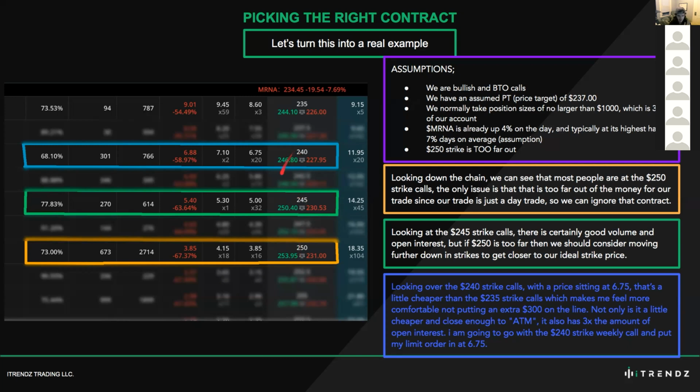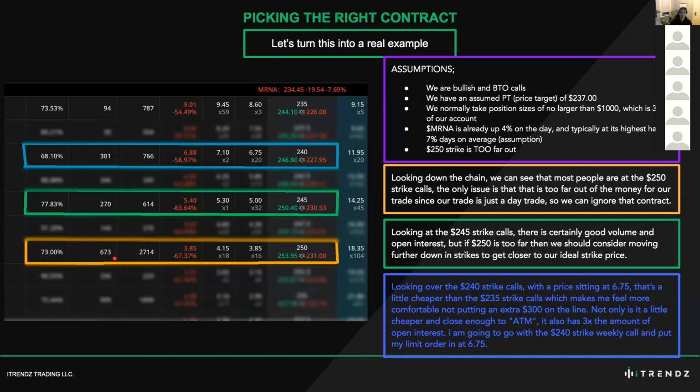So if we look down the chain all the way at the 250s here, you can see that this is where the most people are present. You can see that this is volume, and this is open interest. So you've got 2,700 people interested in this contract. They either have positions or they have open orders waiting to be filled on them. This is the volume on the day. So 673 people have bought this position. So this is clearly where everybody's looking, at 250.